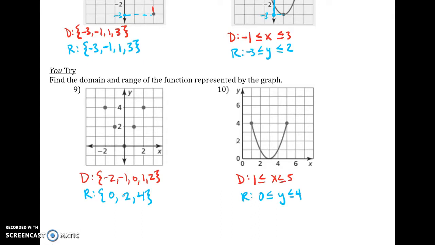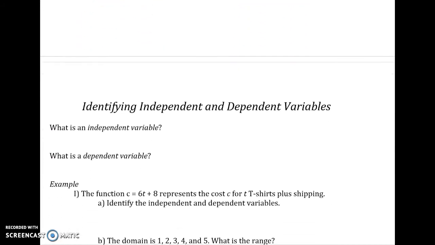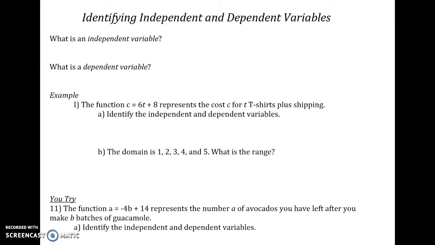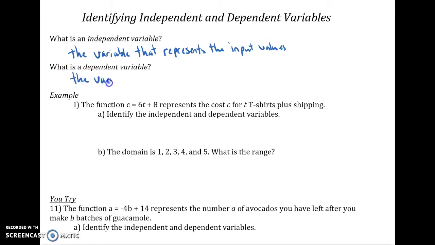All right, let's go ahead and take a look at our last part of the notes, identifying independent and dependent variables. So what is an independent variable versus a dependent variable? Well, the independent variable is the variable that represents the input values. And these are numbers that usually you can choose. Like you might want to say, I want to see what happens when I plug in 5 or when I throw in 7. The dependent variable then is the variable that represents the output values.